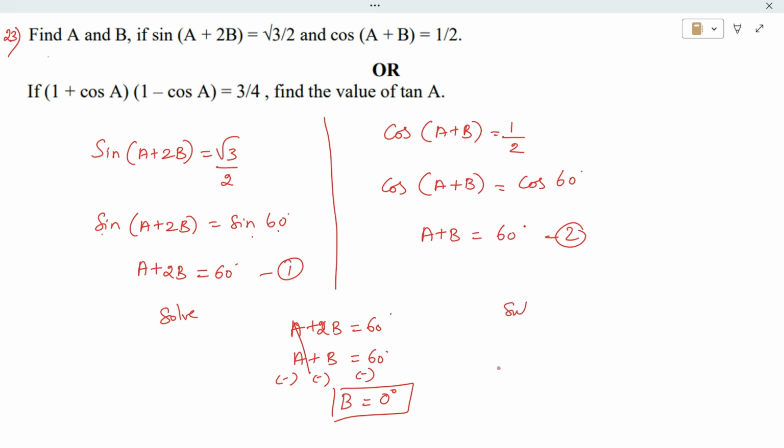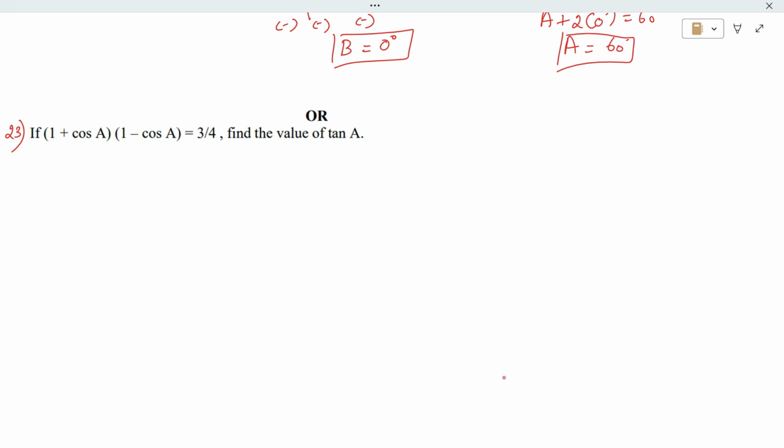So I'm taking equation 1. Substitute B equal to 0 in equation 1. I will get A plus 2B equal to 60 degrees. So A plus 2 times 0 degrees is equal to 60 degrees, which is nothing but A is 60 degrees. So I get the values of A and B, that is A is 60 degrees and B is 0 degrees.